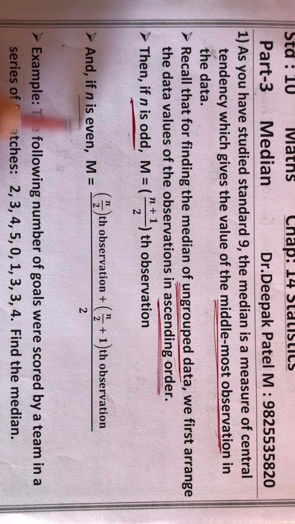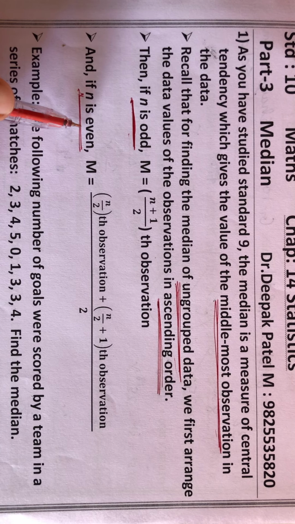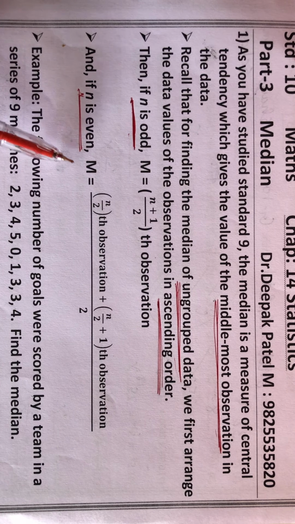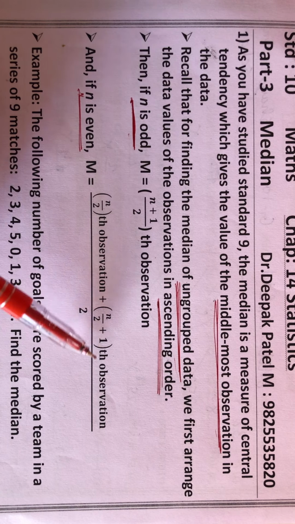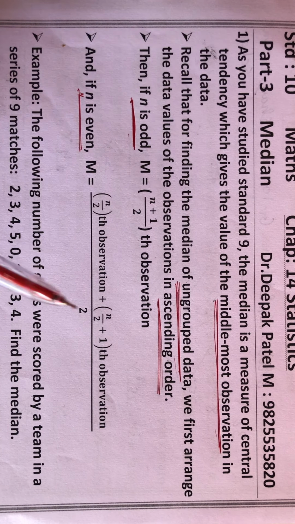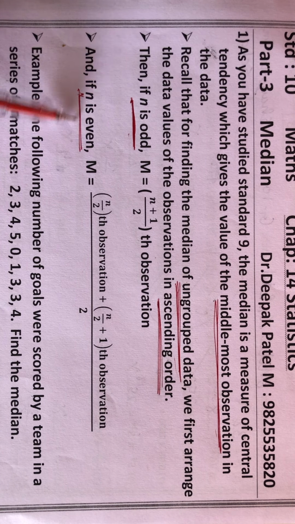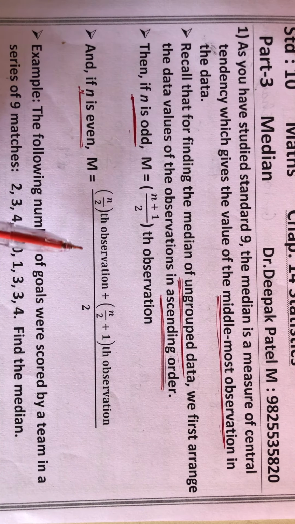If n, that is the number of observations, is even, that is 4, 6, 8, 10, 12 like this, then we have to use this formula: M is equal to (n by 2)th observation plus (n by 2 plus 1)th observation, divided by 2. Do not forget these two, please. So this is the formula of the median when the number of observations is even. It is simply a revision, because you know both these formulas, right?